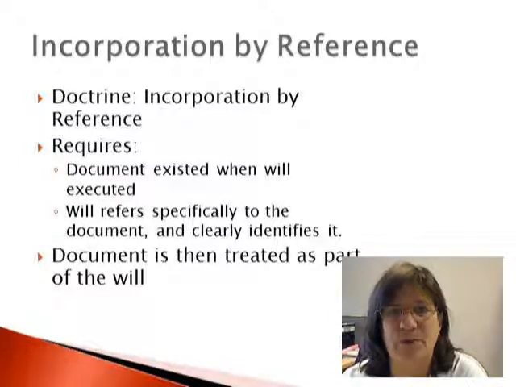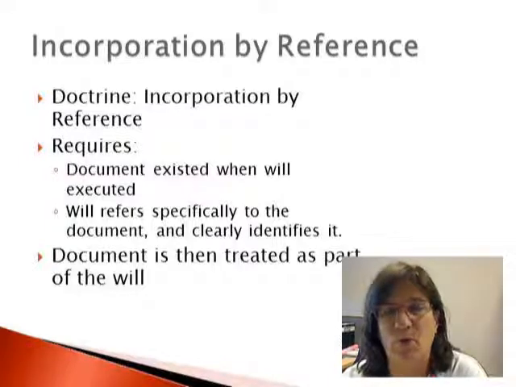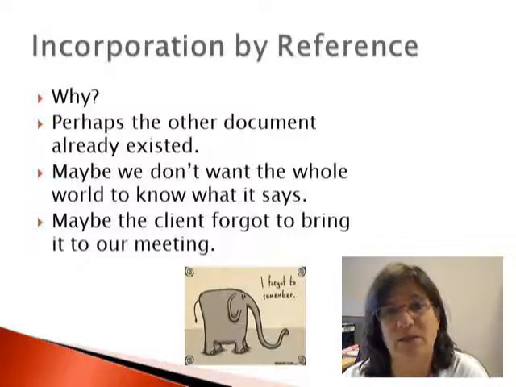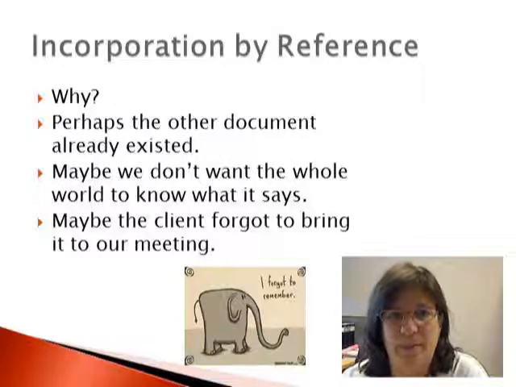So here's our first instance of when we can use extrinsic evidence. It's when we're incorporating an external document. Now, why would you do this? Maybe the other document already existed and you didn't want to type it again, or you didn't have an electronic version that you could incorporate into the will. Maybe we don't want the whole world to know what it says, but we do want to show everybody else the will itself. Or maybe the client just forgot to bring it.